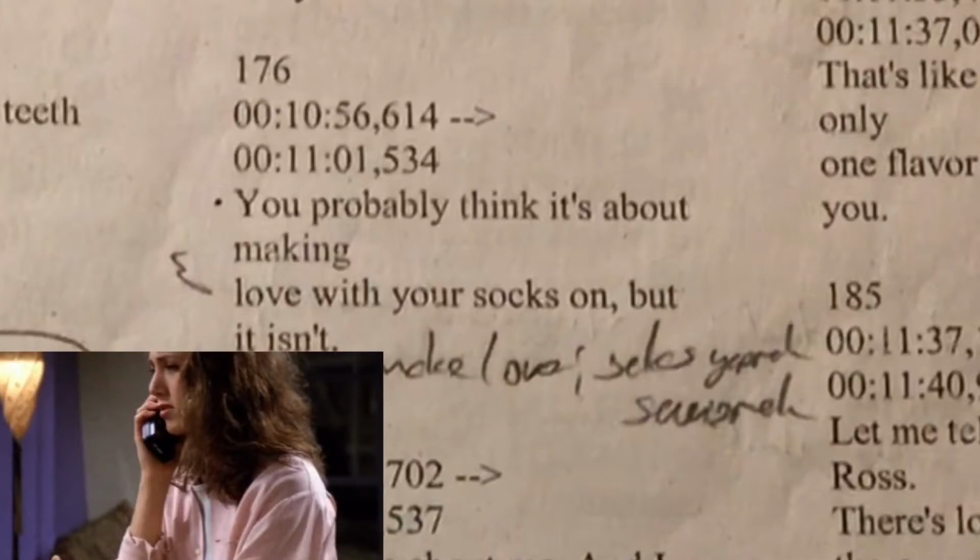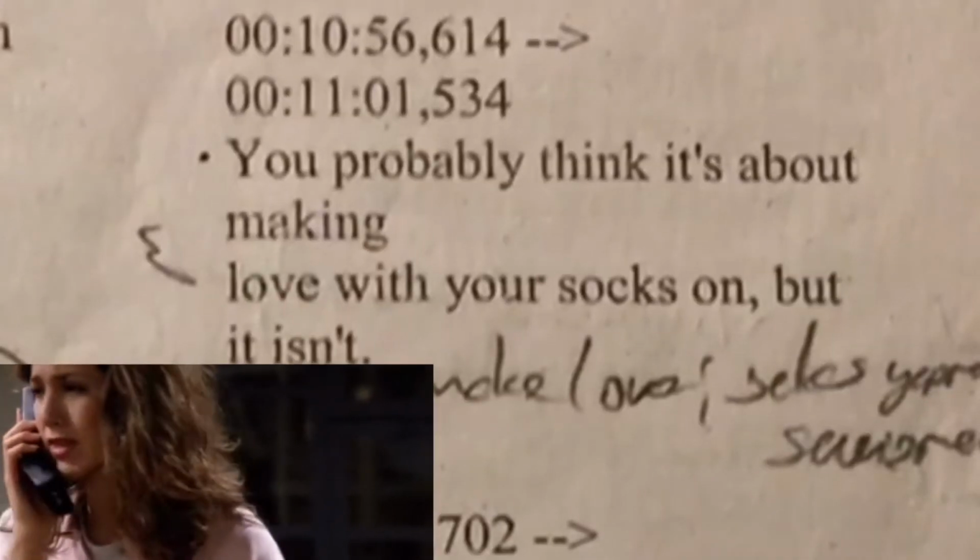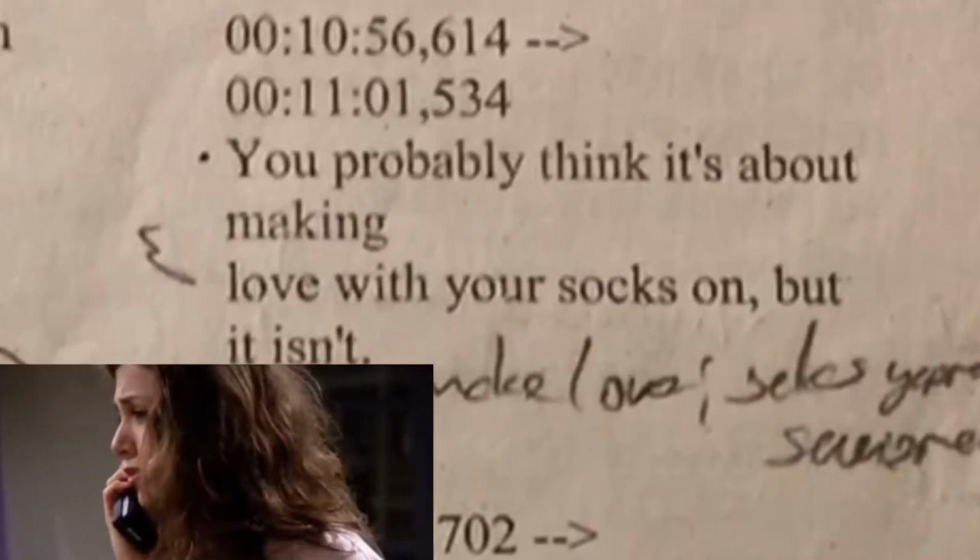Look at the subtitle and listen to what Rachel says here. I know you probably think this is all about what I said the other night about you making love with your socks on, but it isn't.